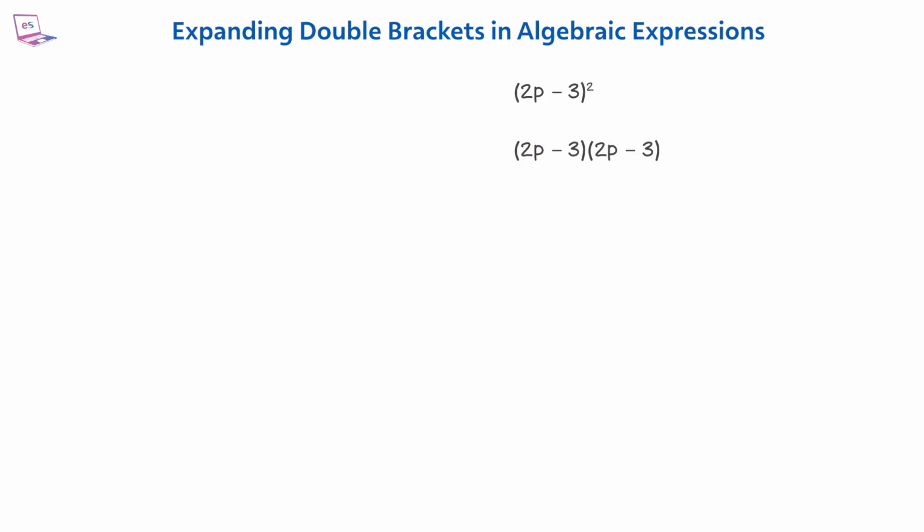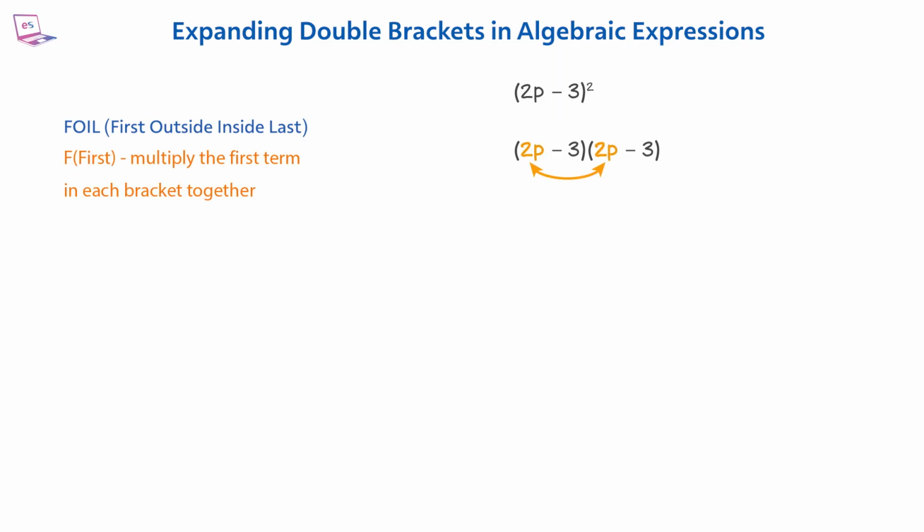To simplify expressions like this, you need to follow a simple method called FOIL: first, outside, inside, last. This method works only when there are only two terms in each bracket. Let's first take the F, first. It means multiply the first term in each bracket together.